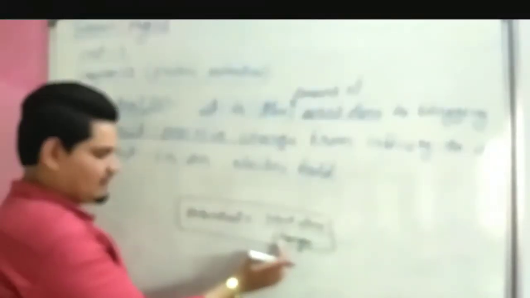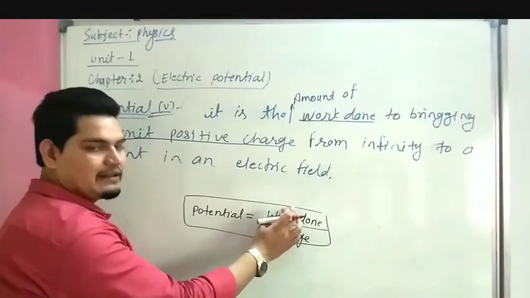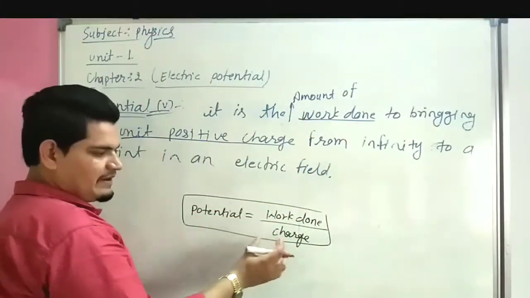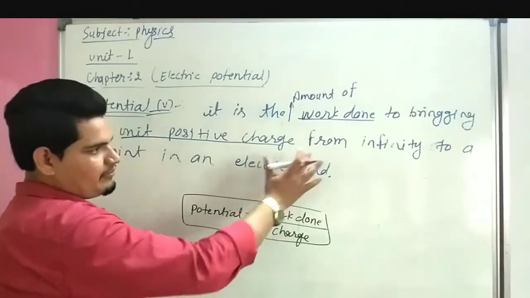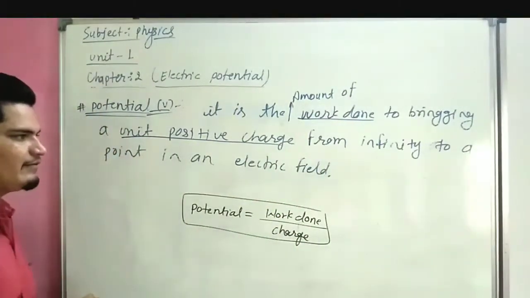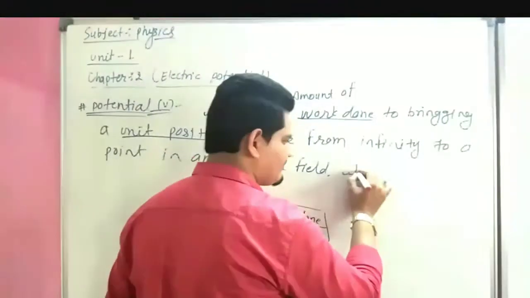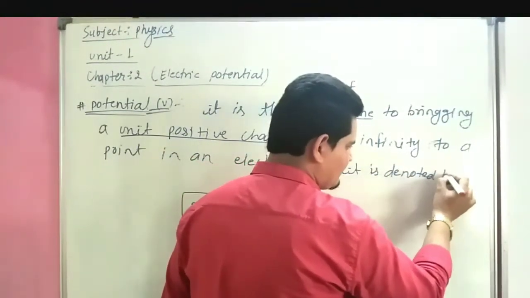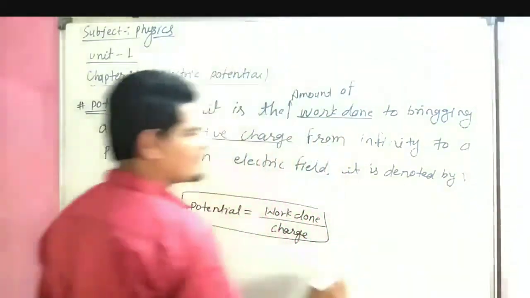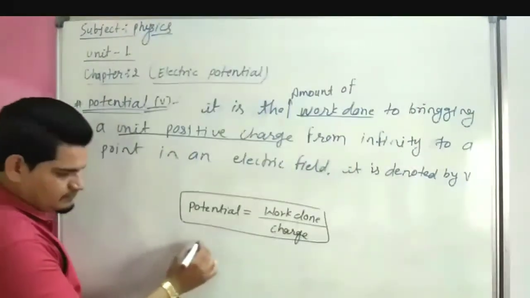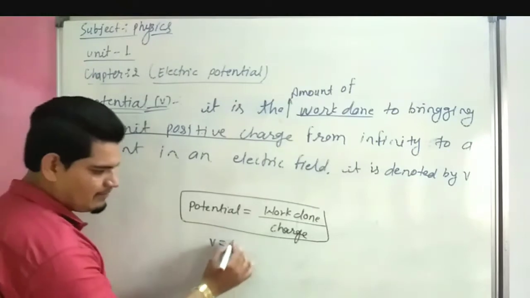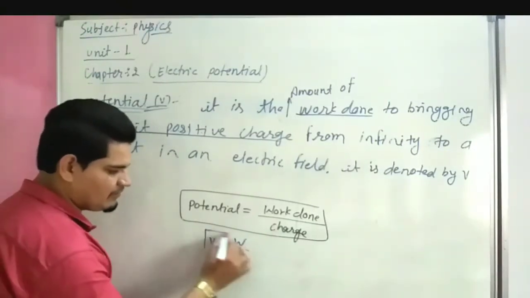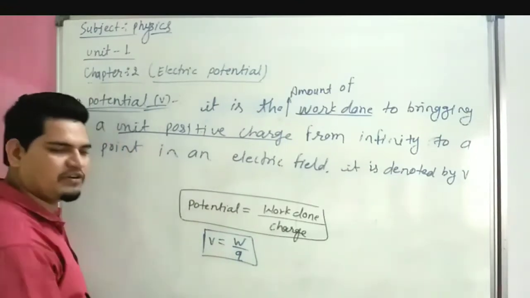If charge is 1, then potential is equal to work done. So potential is the amount of work done to bring a unit charge from infinity to a point in an electric field. It is denoted by capital V. Work done is denoted by W and charge is denoted by Q. So V equals W upon Q. This is the formula of potential.